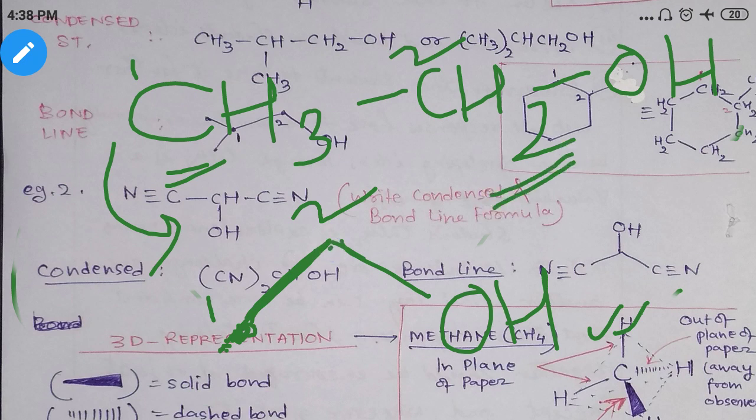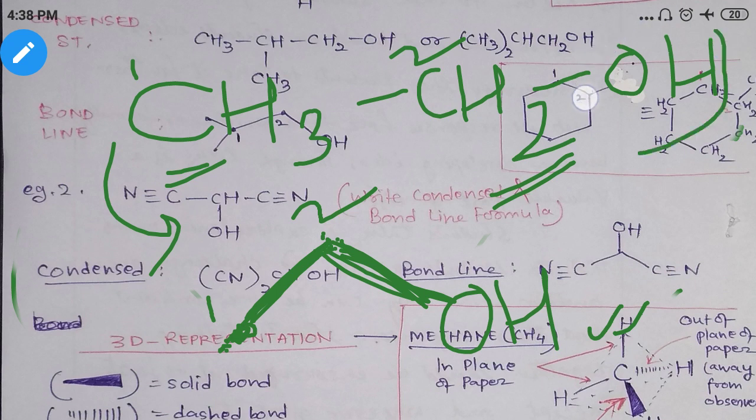2 hydrogens. Two bonds are already made, right? These 2 bonds are already present with this carbon. The remaining 2 bonds are left with this carbon, and we need not show them, we know already, right?